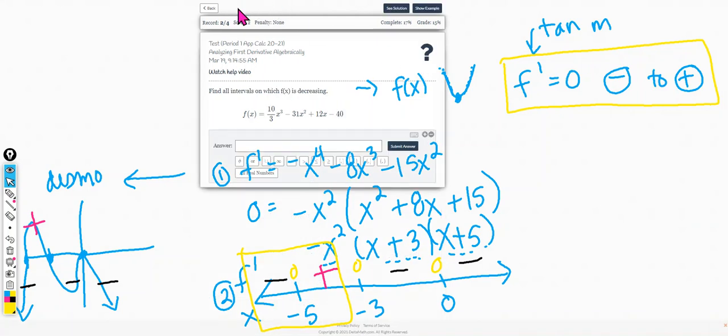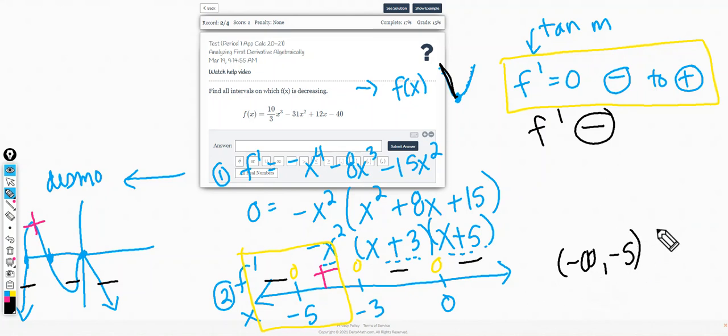Yay! Okay, let's see what we got here. Oh, decreasing. Okay, guys, I'm going to leave my work up here because the maxes and mins are actually more complicated questions. If I was looking for decreasing, I'm going to rewrite a statement here so you can see it. F of x decreasing looks like this, which means f prime is just the negative portion, which means you would say anything that was negative, which here would be -infinity to -5, okay?